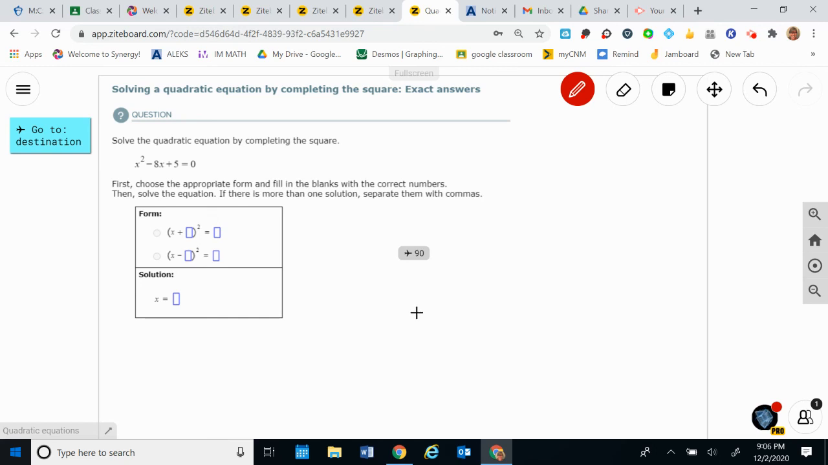Okay, by the way, pause it when you need to and review it. So the first thing is you check to make sure that A is equal to 1. So step 1, check, A equals 1. Step 2, move the constant over, okay? So we're going to move the 5 to the other side by subtracting it. So we're going to get x squared minus 8x equals, leave space, negative 5.